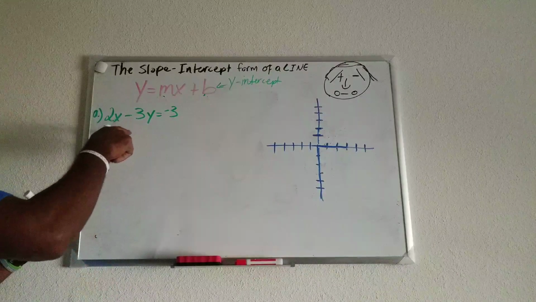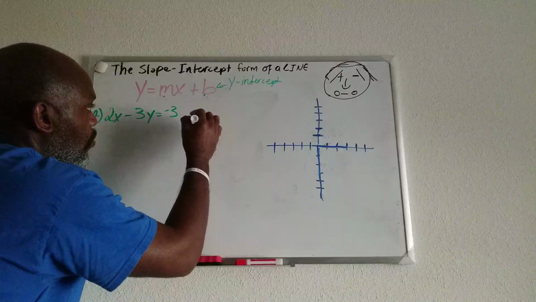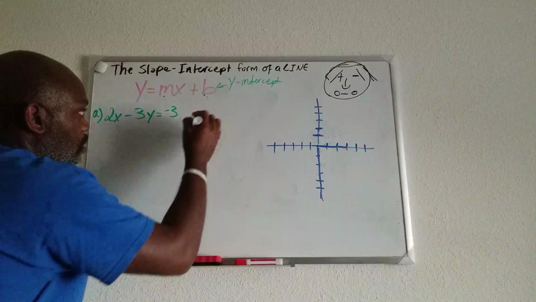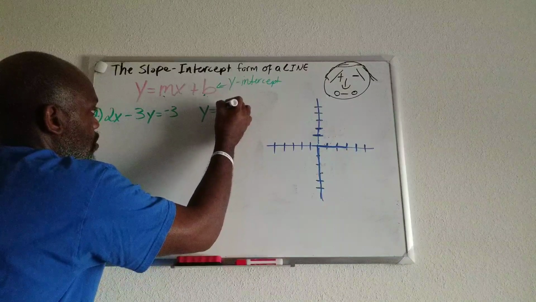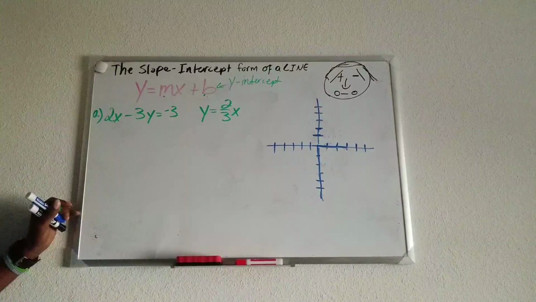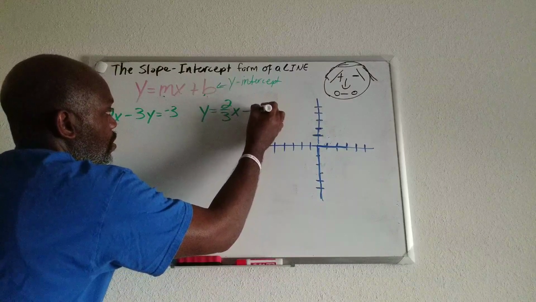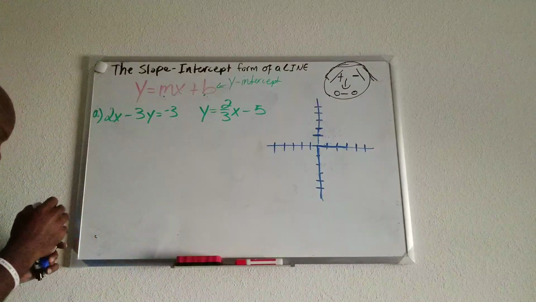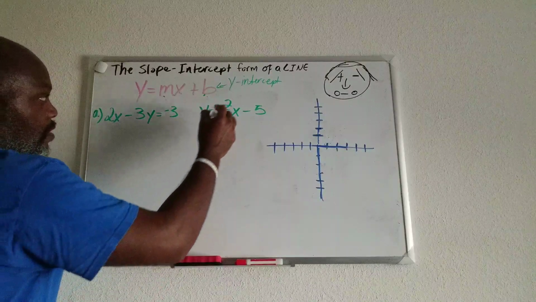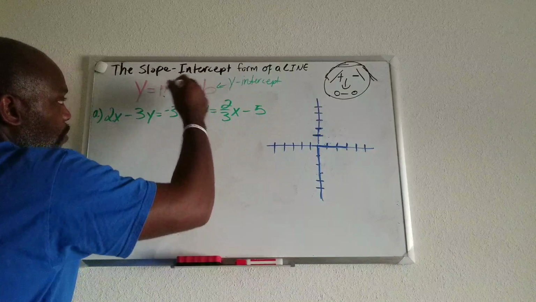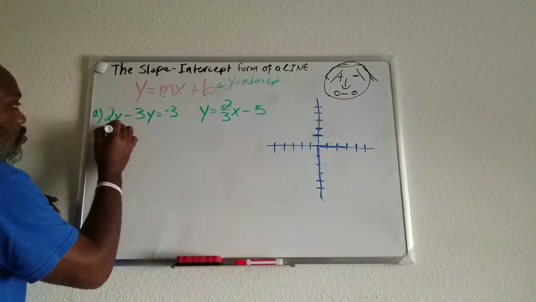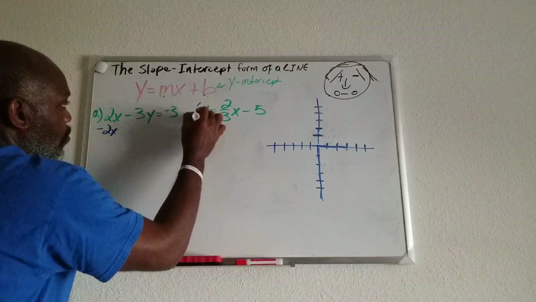Okay, so then the other equation is y equals 2/3 x minus 5. This one's already in slope-intercept form because it's already solved for y. This one we have to solve for y.